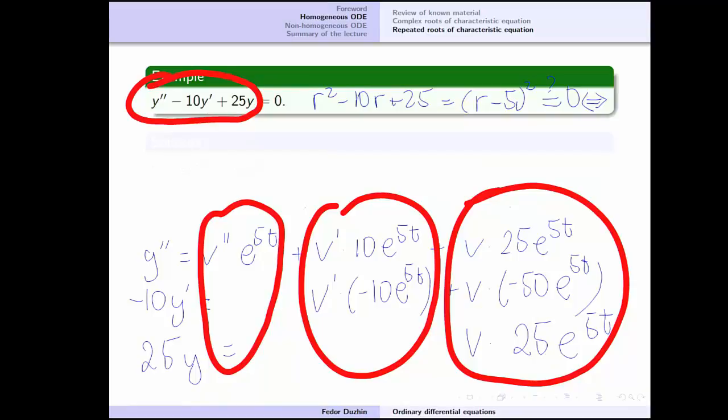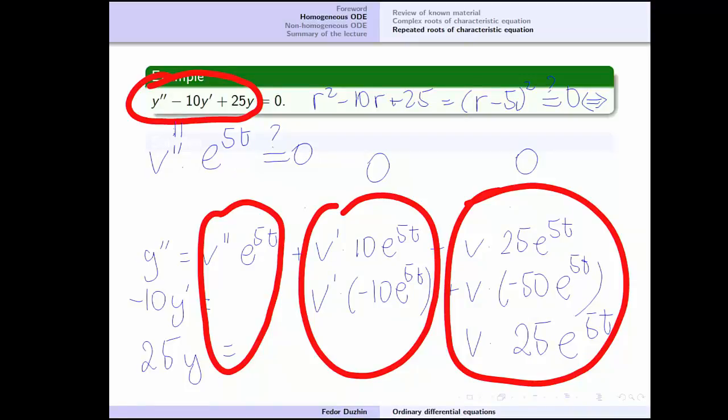Well, but then notice that the coefficients at v are going to be 25, minus 50, 25, so here we're going to get 0. And here the coefficients are 10 and minus 10, so we're going to get 0. And here we only have v double prime. So this whole thing is actually v double prime times e to the 5t. And the question is when this equals 0.